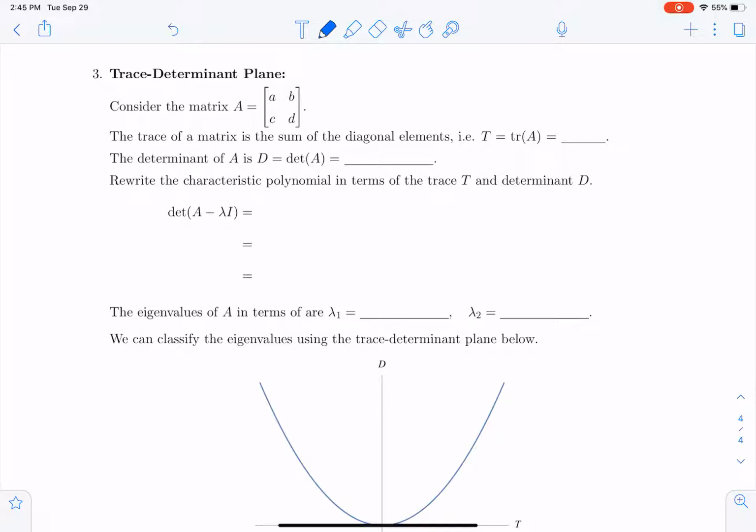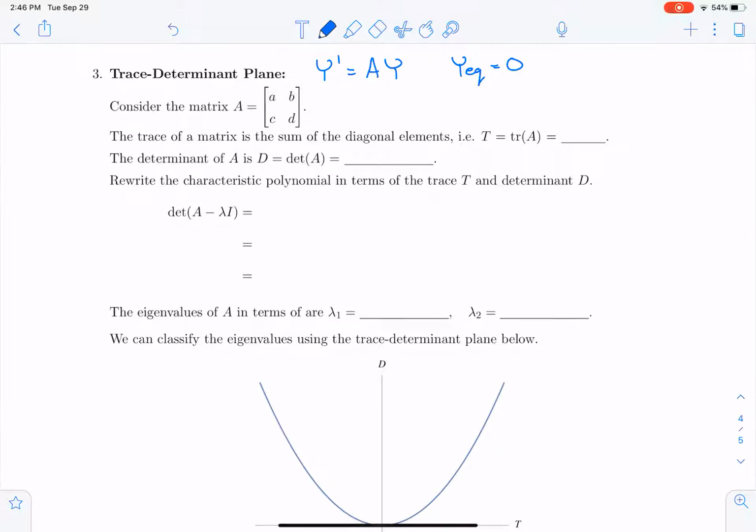We have looked at systems of the form y prime equals A times y, and we have used the eigenvalues of A to classify our equilibrium point y equals 0. Now we would like to use something called the trace-determinant plane to classify our equilibrium point y equals 0.